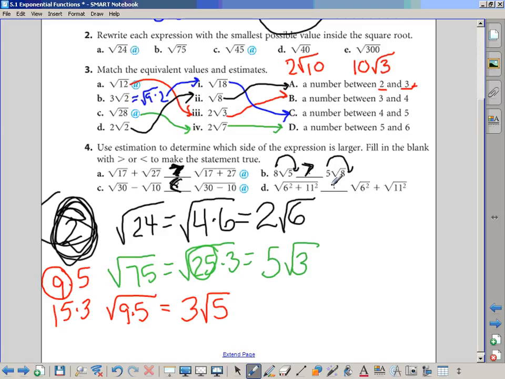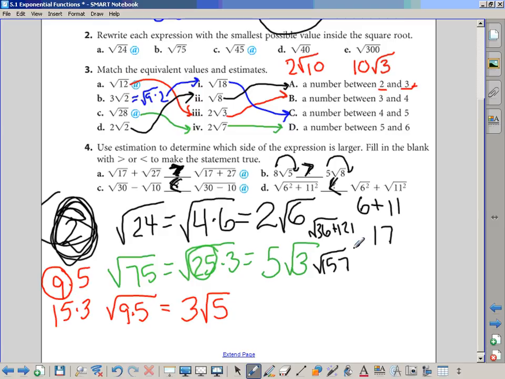And finally, for D, it's going to be less than going this way. The square root of 6 squared is 6. The square root of 11 squared is 11. So on that side we get 17. And on the left side, 6 squared is 36, 11 squared is 121. If we add these together, we get the square root of 157, and that is a lot smaller than 17.